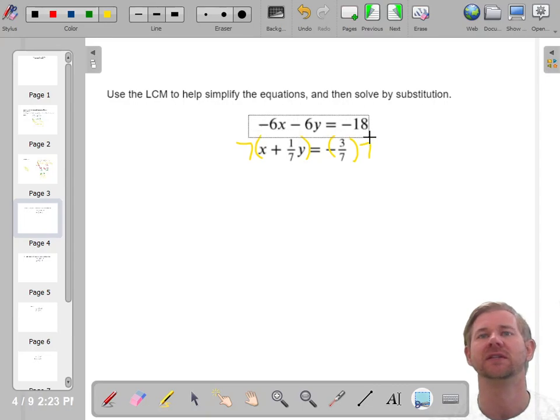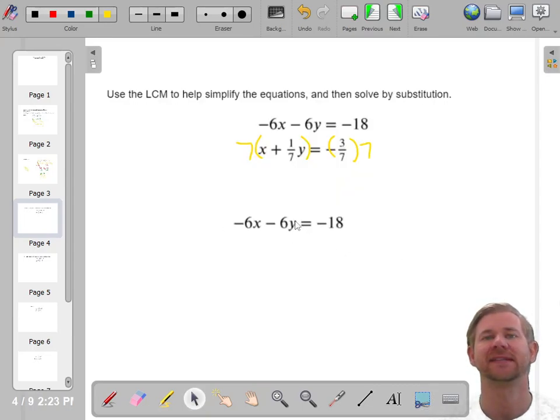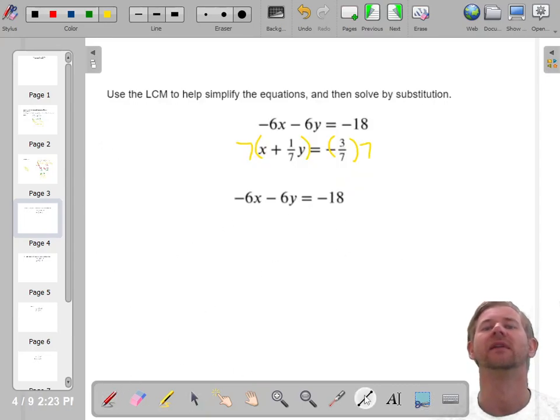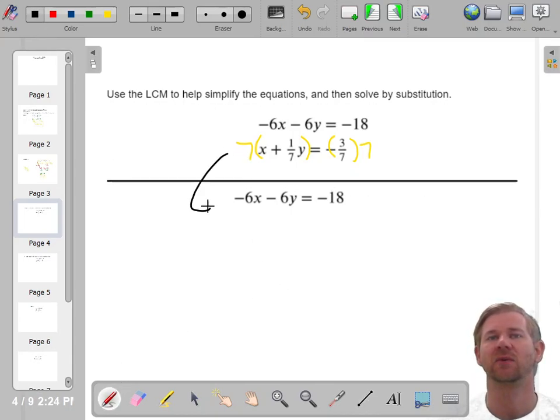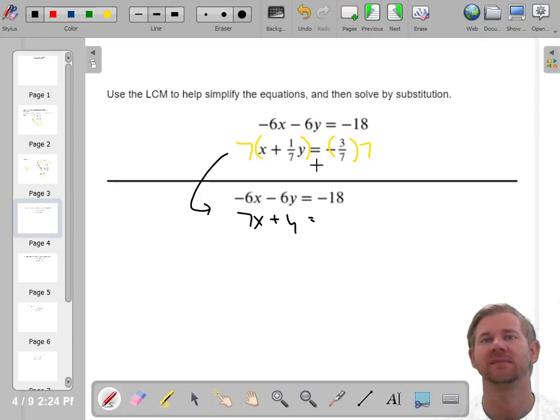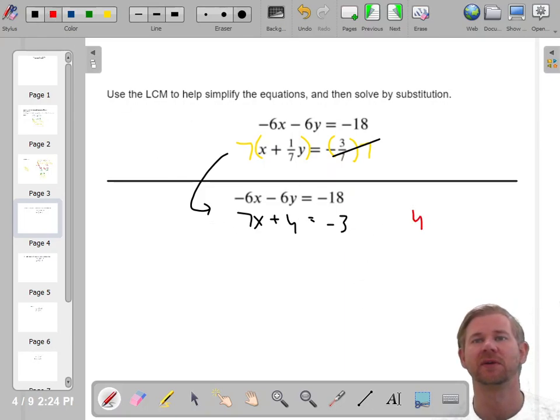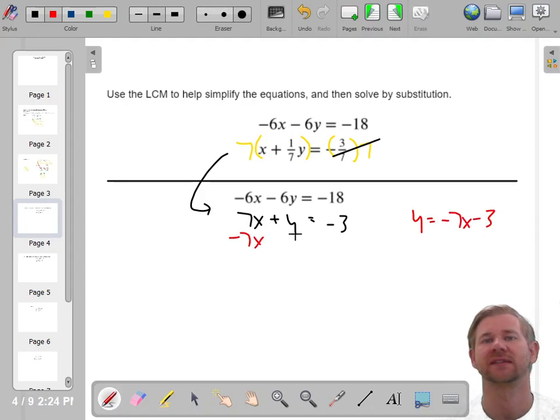So my first equation isn't going to change, but my second equation now, I'm just going to say, look, I'm redoing this problem. There's my first equation. My second equation now, I'm going to do 7x, 7 times 1 is 7, 7 times 1/7 is 1y, and then 7 times negative 3/7 is negative 3. This makes it much easier to isolate a variable that is useful to me. So now if I subtract 7x on both sides, I have this as my substitution.